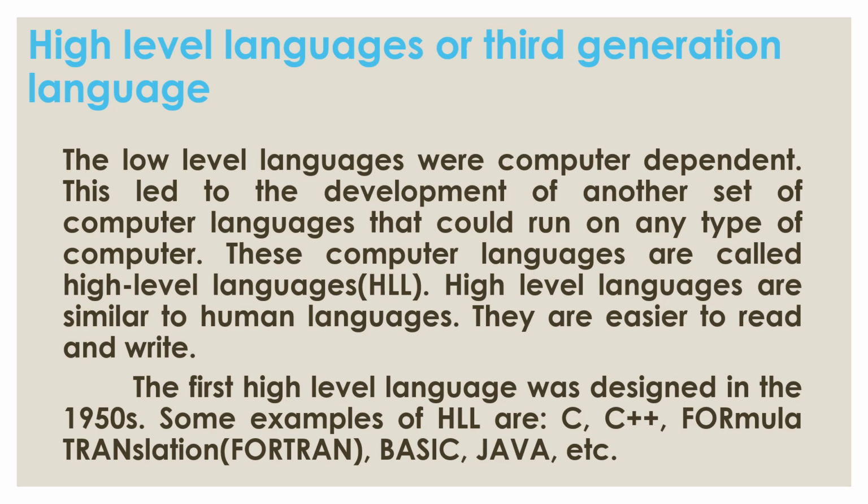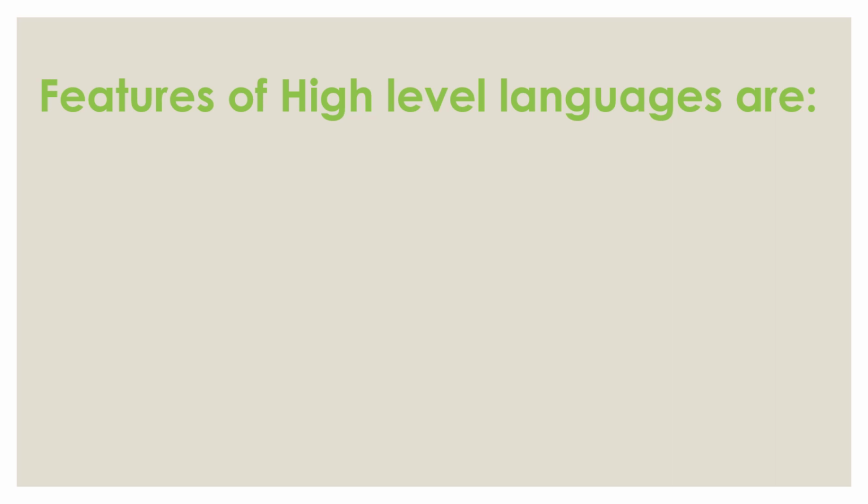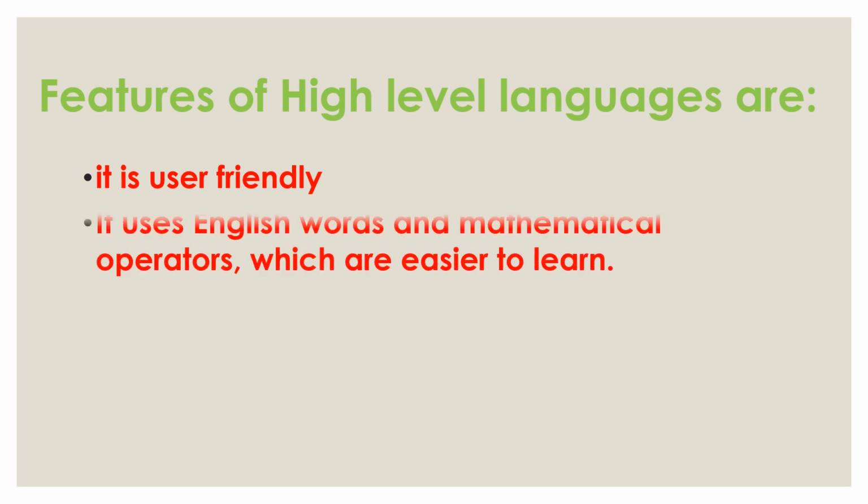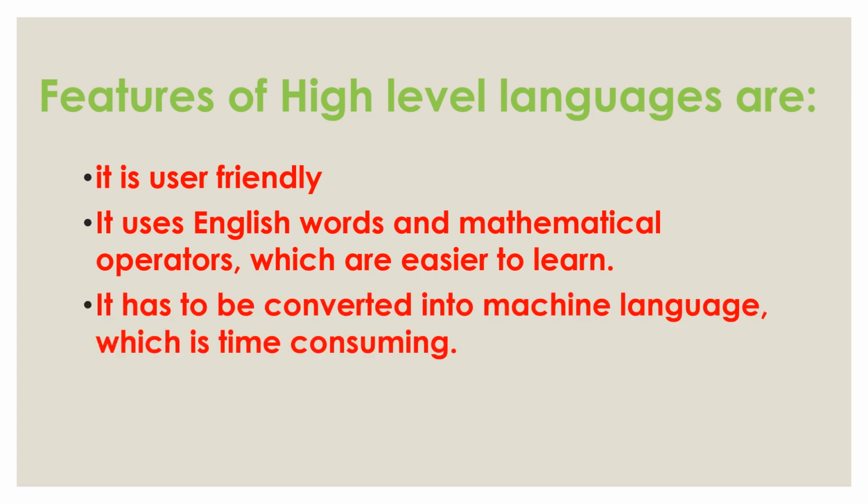The first high-level language was designed in the 1950s. Some examples of HLL are C, C++, Formula Translation, also called Fortran, Basic, Java, etc. Features of high-level languages are: it is user-friendly, it uses English words and mathematical operators which are easier to learn, it has to be converted into machine language which is time-consuming.